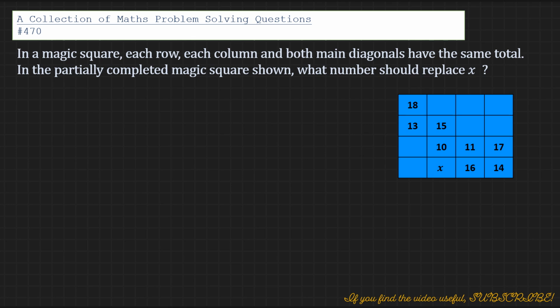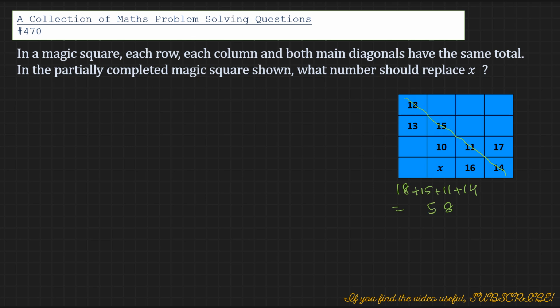So what we can do is, you see, we have the diagonal here. So that's 18 plus 15 plus 11 plus 14, and that equals 58.